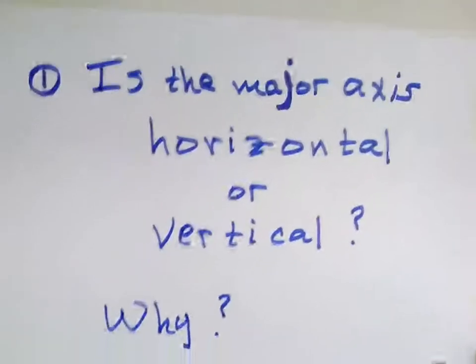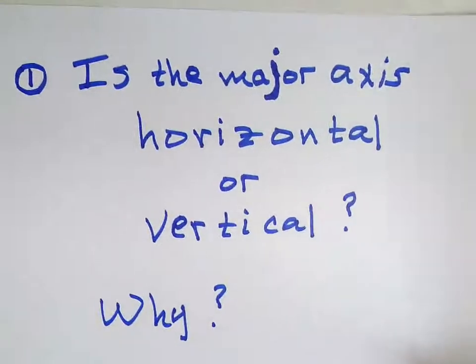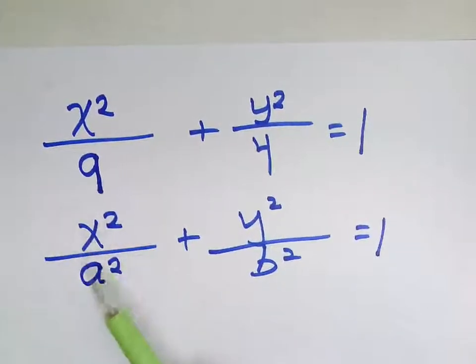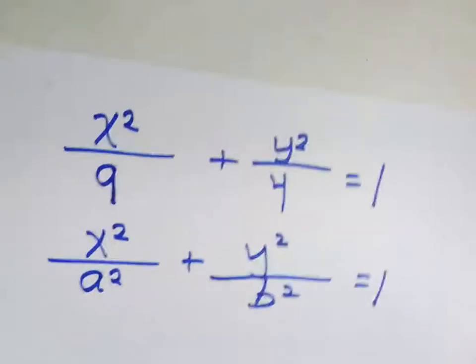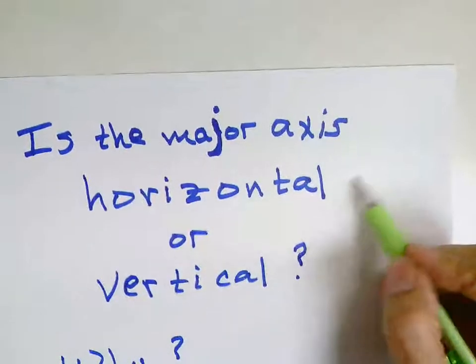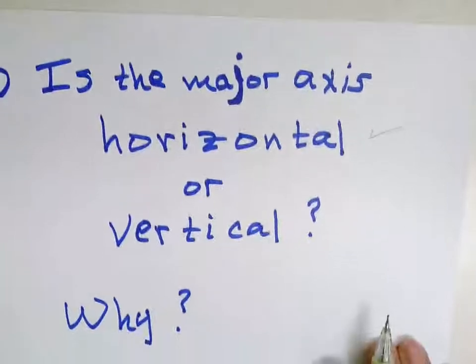Now, the first question that I'm going to ask is, is the major axis horizontal or vertical, and why? Well, when you look at this, you see the larger denominator is 9. It's under the x variable, and you think about the x-axis going from left to right, so the major axis then is going to be what? Horizontal. The major axis is going to be horizontal.